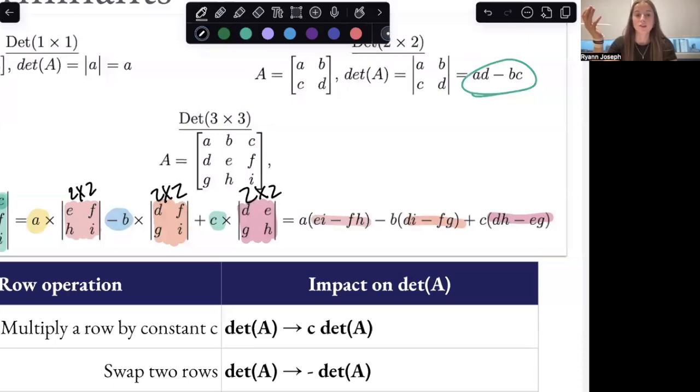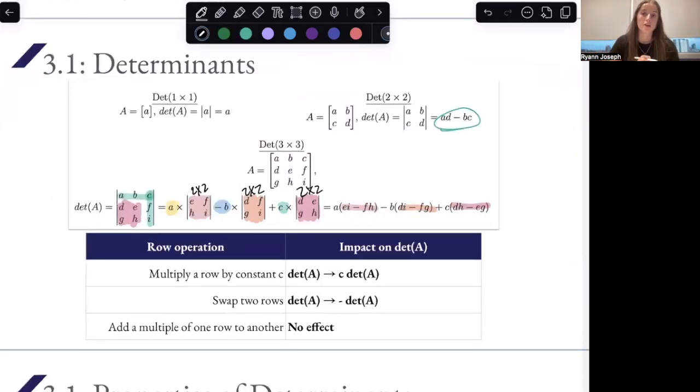It doesn't really benefit you, it doesn't benefit people that are grading. It's kind of just unnecessary. But that's how it scales up. You can do that minor expansion for a determinant of an n by n matrix. It just becomes more and more computation to be done.